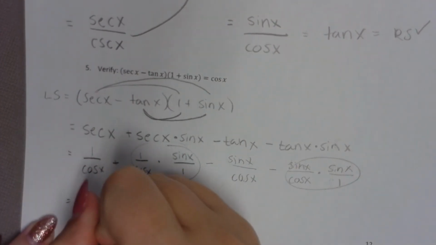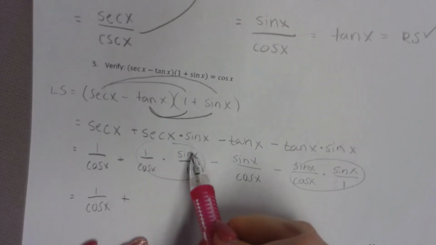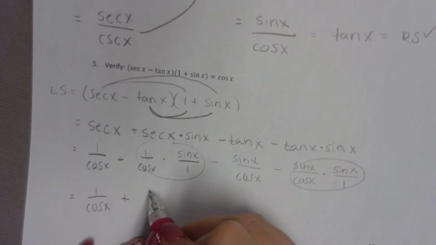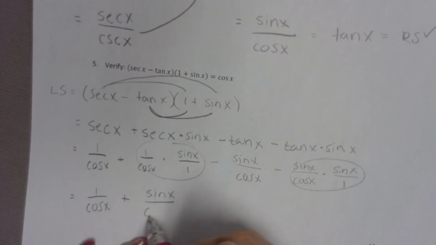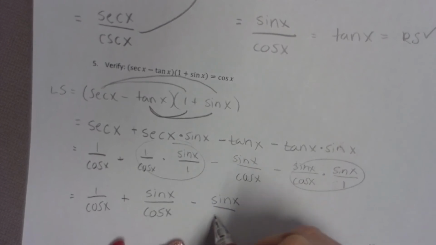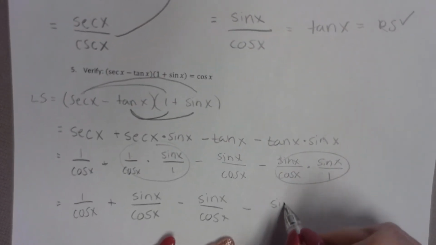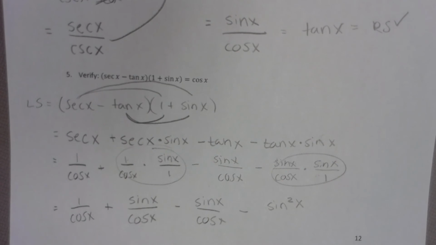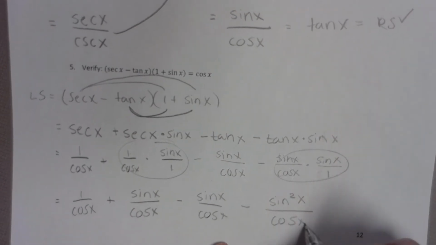So I'm going to leave this as 1 over cosine plus, here we've got sine times cosine, excuse me, 1 times sine over cosine times 1, which gives us cosine over sine. And then here, sine over cosine minus, and then we've got sine times sine, which would give us sine squared. And cosine times 1, which is cosine.